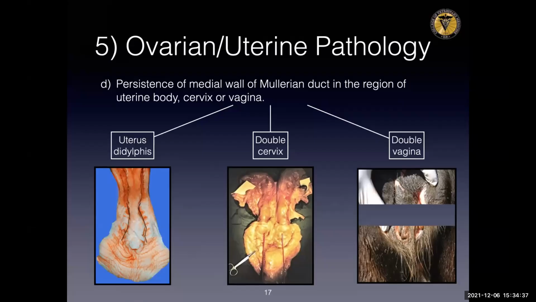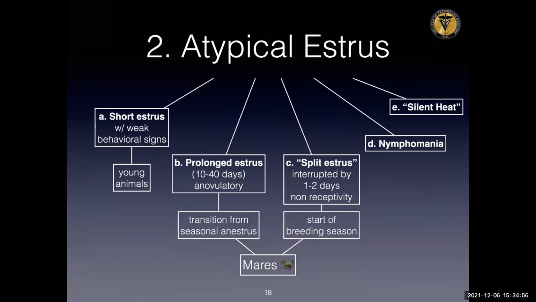Also have the double vagina. It could be that there is also double cervix inside, but it could be that there is only double vagina outside, but what's inside is the normal one reproductive tract alone. Okay, now we're done with that.